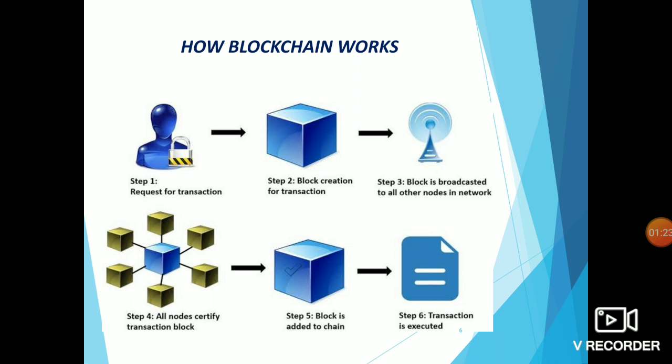How blockchain works. This diagram explains how the blockchain works. Step 1, request for transaction. Step 2, block creation for transaction. Step 3, block is broadcasted to all other nodes in the network. Step 4, all nodes certify the transaction block. Step 5, block is added to the chain. Final step, the transaction is executed.